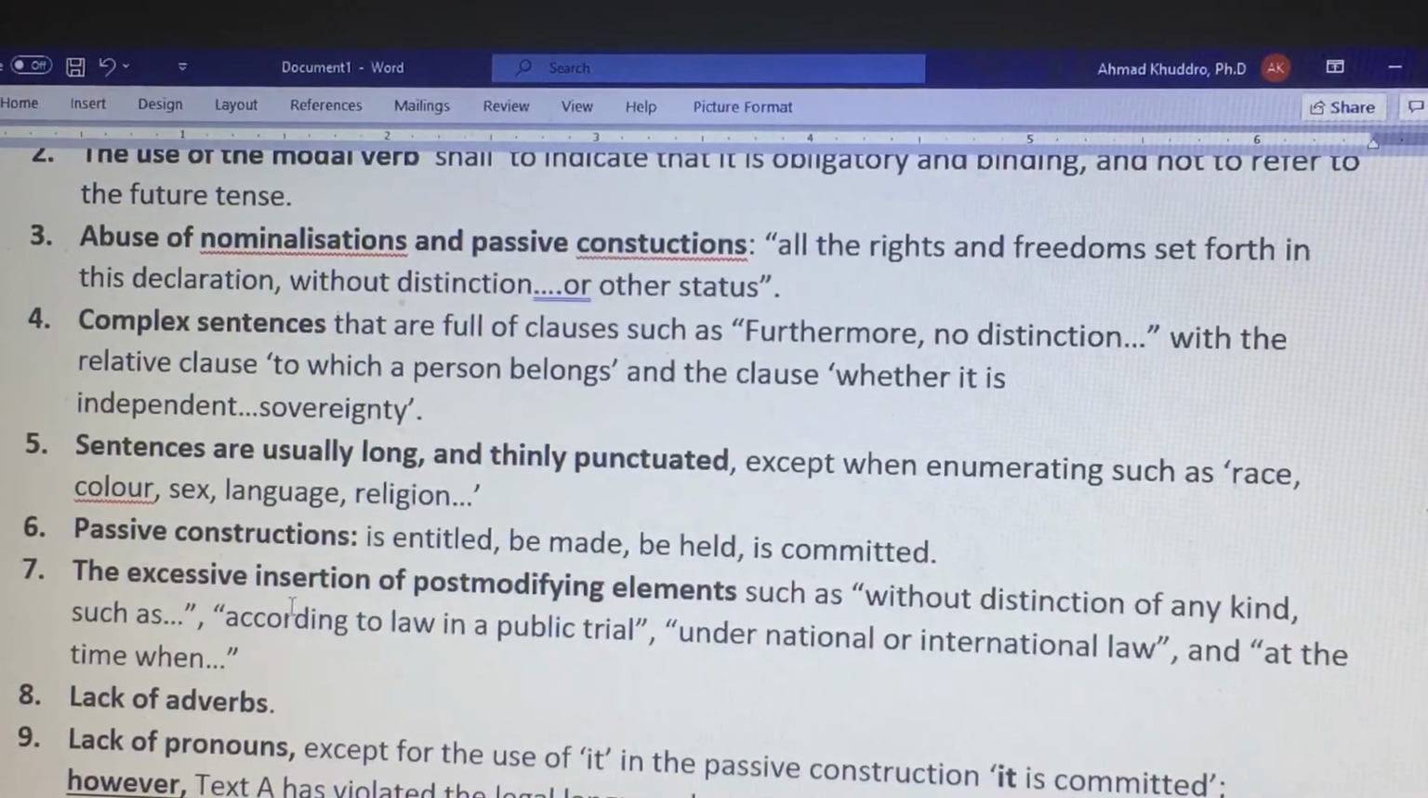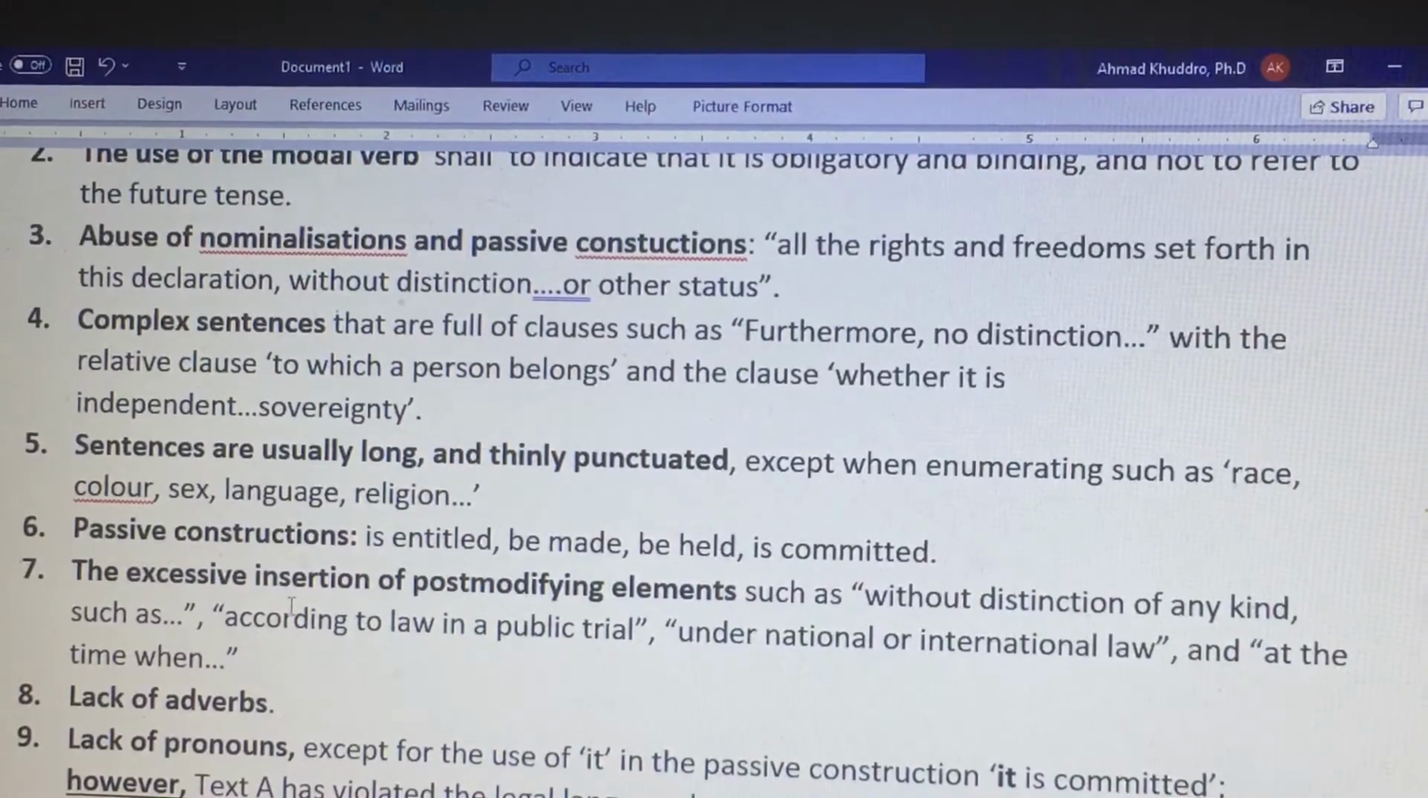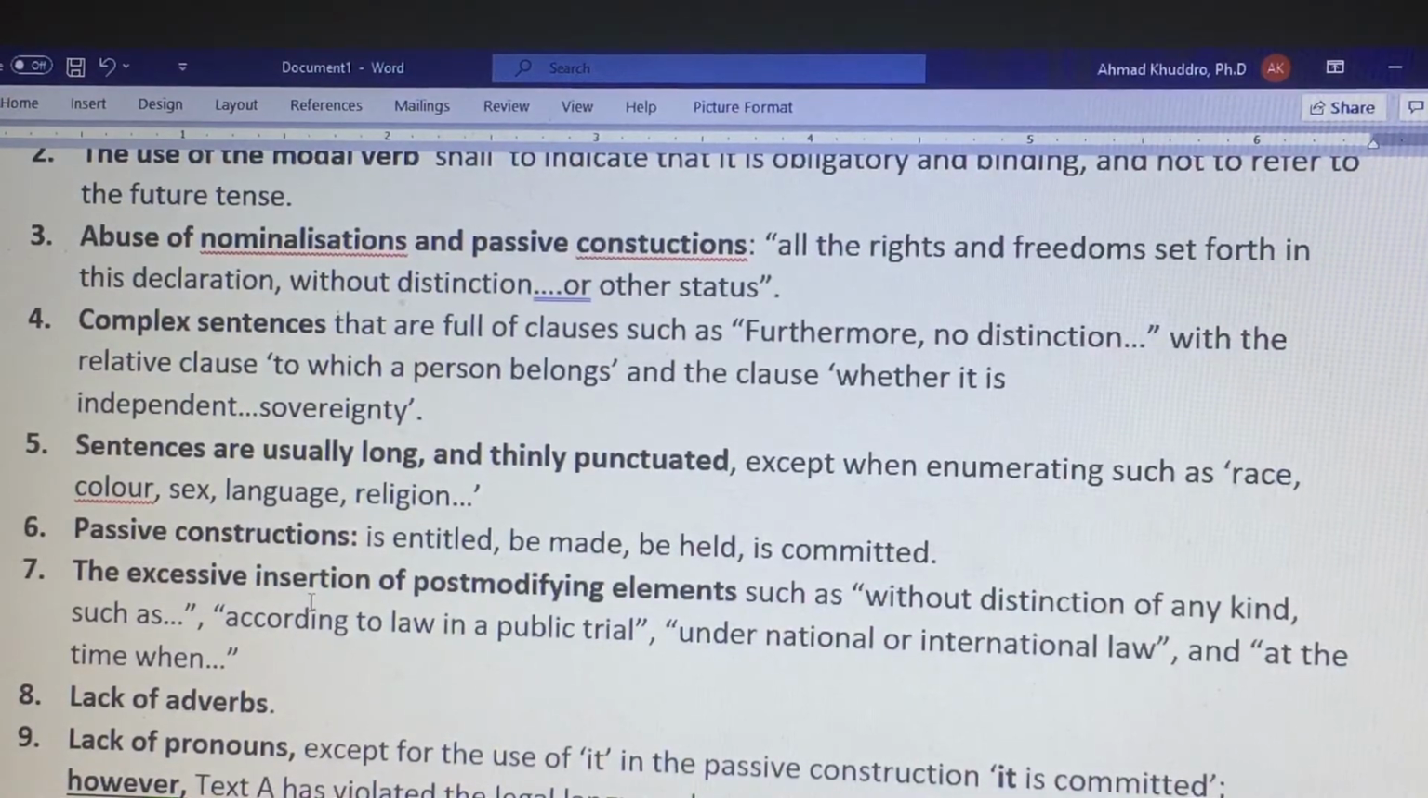And number 5, as a syntactic and grammatical feature, is that sentences are usually long and thinly punctuated, except when enumerating. In other words, when counting things, like for example, when it says race, color, sex, religion, language, religion. And in the passive constructions that I have mentioned, there are lots of them. Examples: is held, be made, be held, and is committed. These are very common because they are trying to be objective and they don't want to give responsibility to the agent, because when you use passive, the agent is actually taking the responsibility. So the responsibility is shirked towards the agent in the sentence.